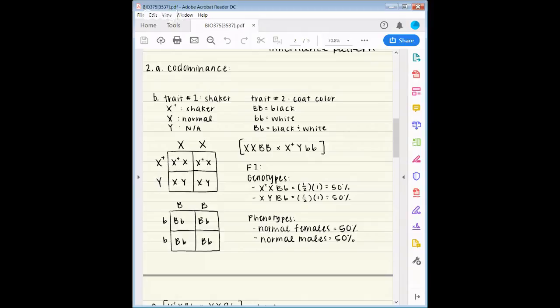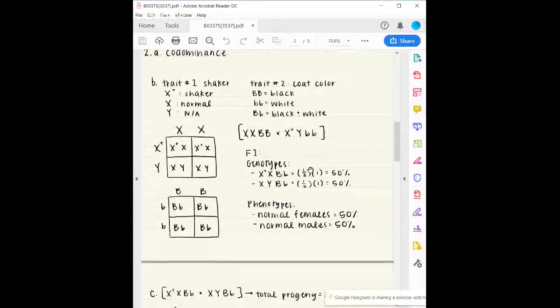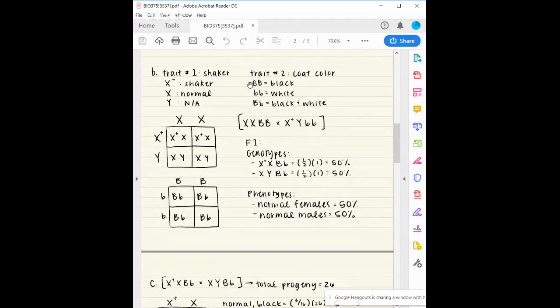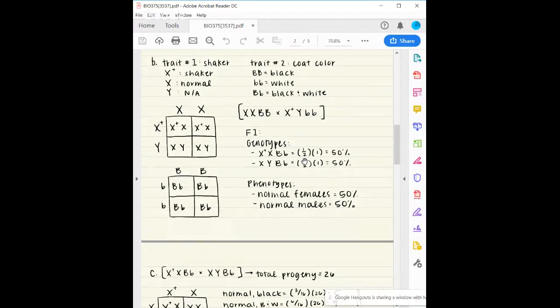And then for B, determine the genotypes and phenotypes of the F1 offspring. So I have here for B, trait 1, the Shakers. X plus is the Shaker gene, X with nothing there is normal, and then Y. And then trait 2, the coat color: black, white, and then black and white. For this cross, because these were the parents, the children would be 50% normal females and 50% normal males. And these would be their genotypes.